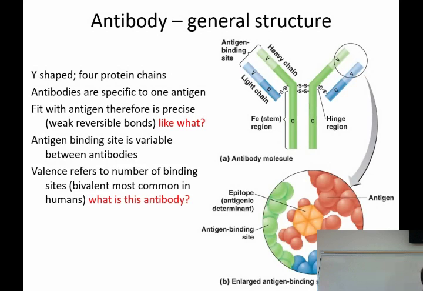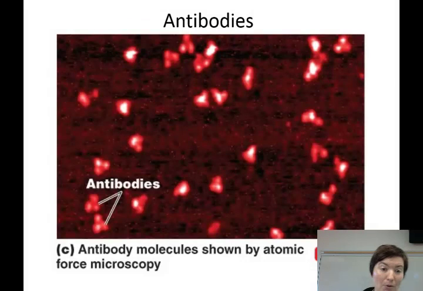Okay, so remember I said valence in this context refers to the number of binding sites that an antibody has. So in this picture, how many antigens can this antibody bind to? Or how many sites are there to bind the antigen that it's looking for? There's two, right? One here and one here. So this is a bivalent antibody, and that's the most common type. But it's not the only kind. If you look at a bunch of antibodies under electron microscope, or this is atomic force microscopy, which gives you higher resolution, we can see these little Y-shaped antibodies.